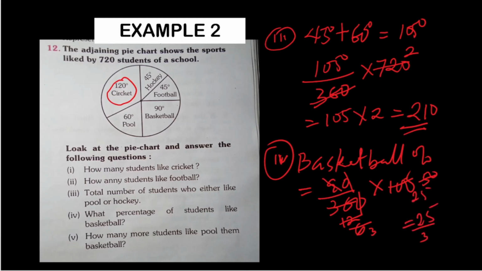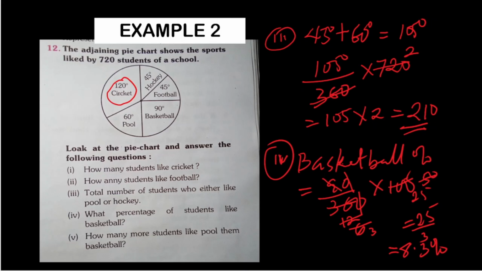So by the time we convert it to decimal, 25 divided by 3 gives us 8.3. 8.3%. That's going to be 8.3%. So that means 8.3% of the students liked basketball. That is percentage. They can ask you to find percentage of the rest as well.